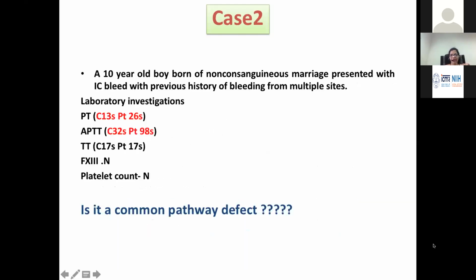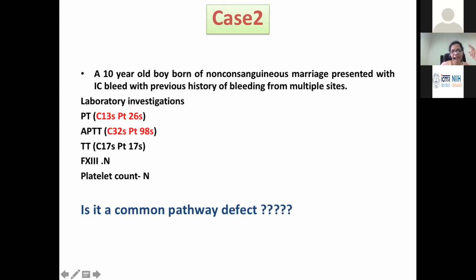So this is case 2, in which a 10-year-old boy, from non-consanguineous parents, presented with an intracranial bleed with a previous history of bleeding from multiple sites. So the patient has a definitive history of bleeding. As soon as a patient comes, you do the primary screening assays, PT, APTT, and TT. In this case, both PT and APTT are prolonged. TT is normal. Factor 13 is normal.